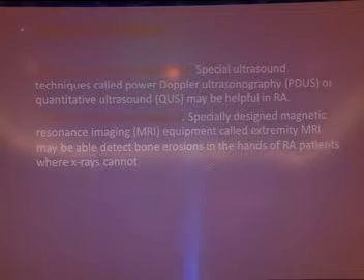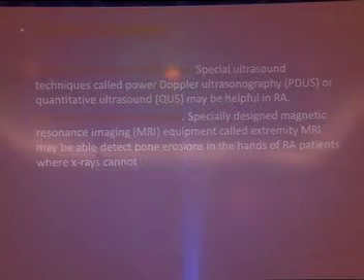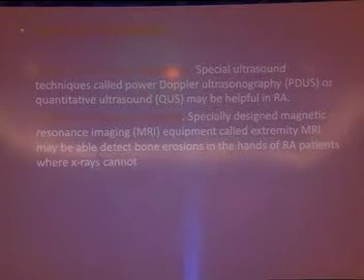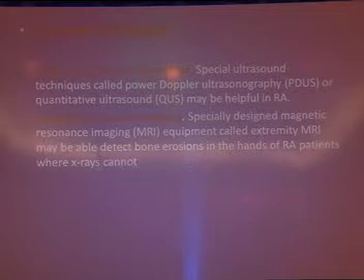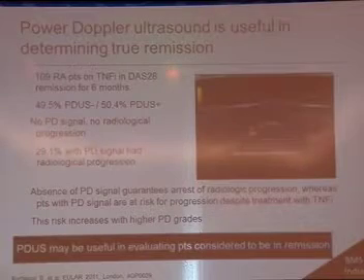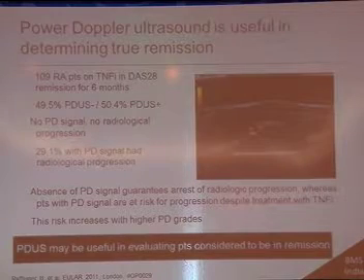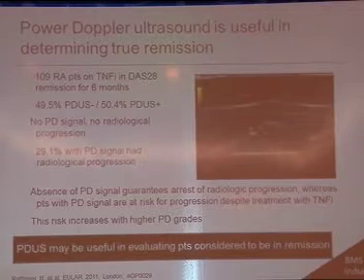Special ultrasound techniques called power Doppler ultrasonography or quantitative ultrasound may be helpful in RA. MRI, specially designed MRI equipment called extremity MRI may be able to detect bone erosion in the hands of RA patients where X-rays cannot. Now, this is what has come from the UCL, London. The power Doppler ultrasound is useful in determining the tumor remission.